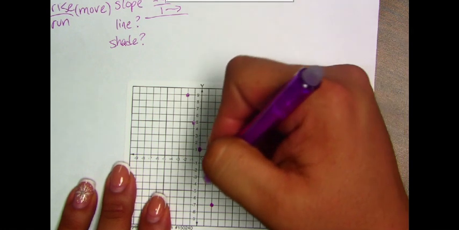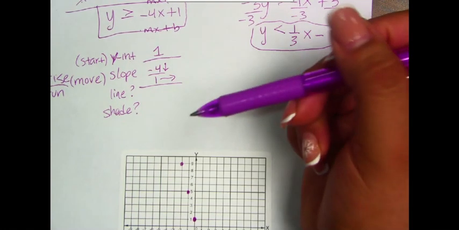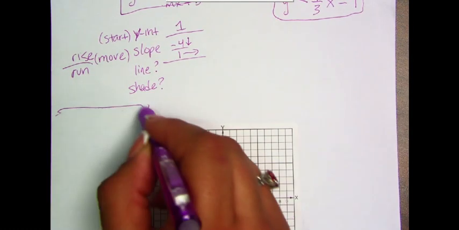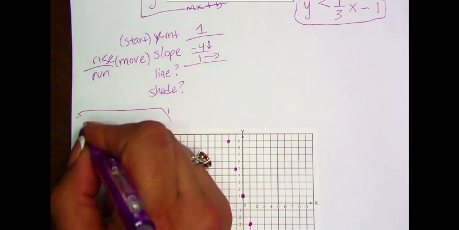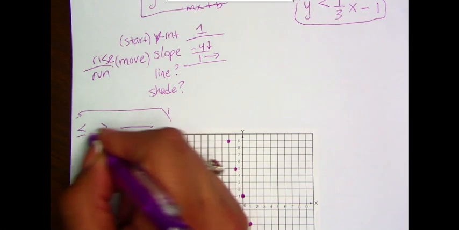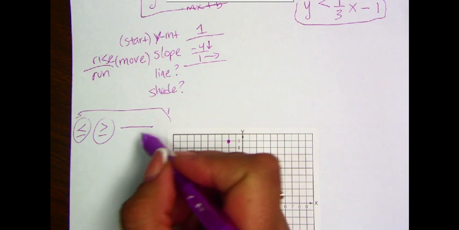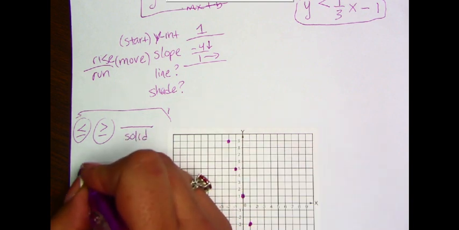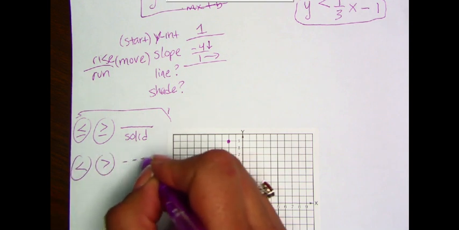So this creates the angle for that line, but we're first going to decide if we're going to draw a dashed or solid line. You may recall that in order to have a solid line, we need inequalities that include equal to. So the less than or equal to and greater than or equal to create that solid line. If we have inequalities that are just less than or greater than, those create a dashed or dotted line.